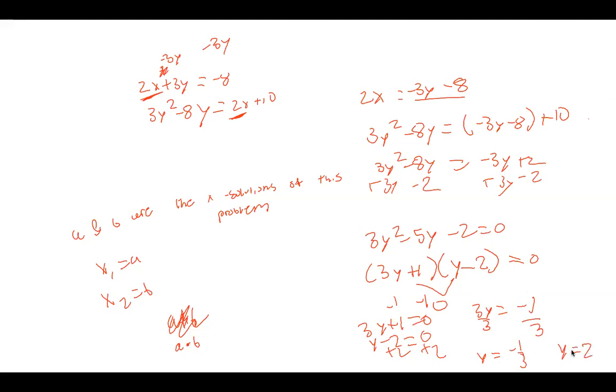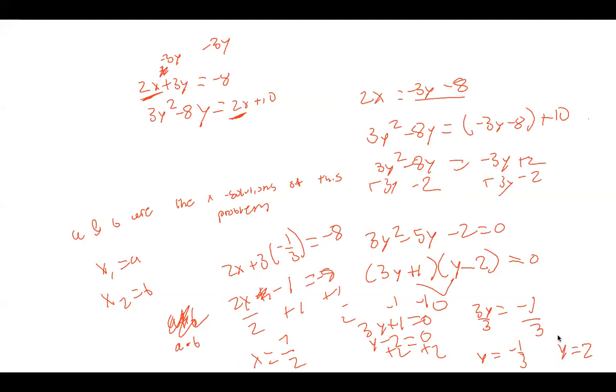And because we know that, you just plug y into the first equation. So 2x plus 3 times negative 1/3 equals negative 8. And that solves out to, so you just do 3 there. So 2x plus negative 1 equals negative 8, plus 1, divided by 2, x equals, I believe 7/2. And that is one of your x solutions.